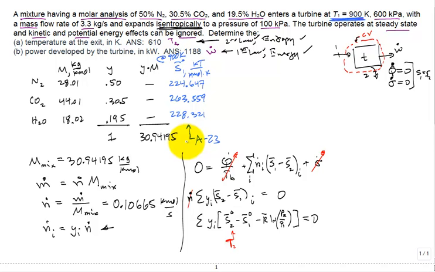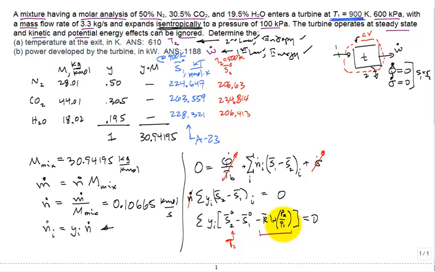Okay. At this point, you have to guess T2. So at first, I'm going to guess T2 is equal to 500 Kelvin. If we put in 500 Kelvin, then this value of S bar naught at 2 for nitrogen comes in at 206.63. For the carbon dioxide, it comes in at 234.814. And for the water vapor, 206.413.